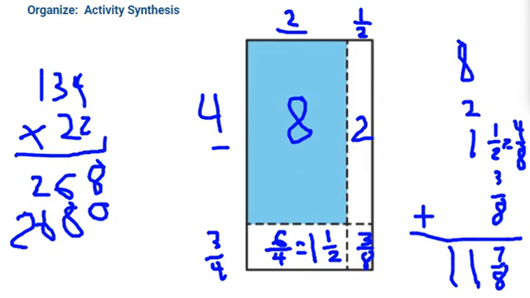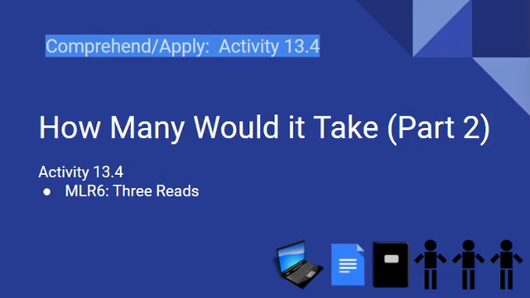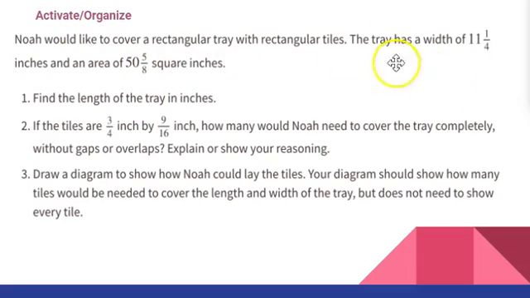This is the focus. To zip through this next part here real quick. So here Noah's got a rectangular tray covered in rectangular tiles. The tray itself is 11 1/4 inches and has an area of 50 5/8 square inches. Can we find the length? Yeah, because we know that it is 11 1/4 times something is going to give us 50 5/8, right?